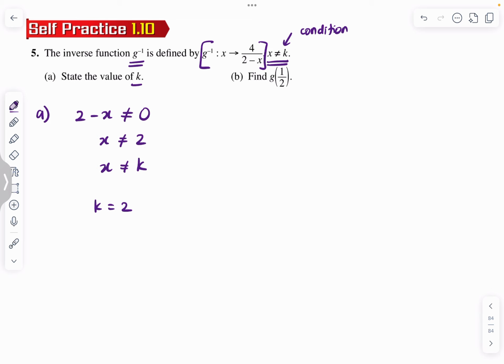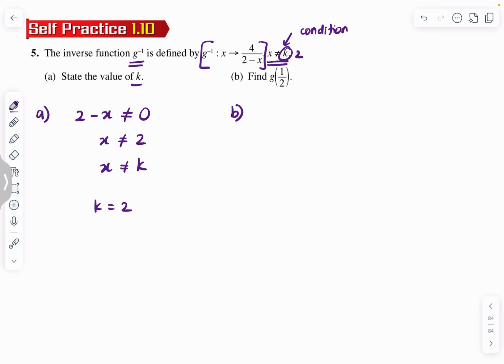So when x is 2, if you put 2 inside here, 2 minus 2 will become 0. And if the denominator is 0, the whole function becomes undefined. Therefore, the condition. So they say this function exists, but x cannot be 2. Okay, that is the value of k.